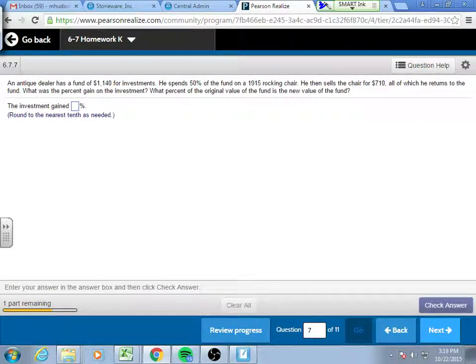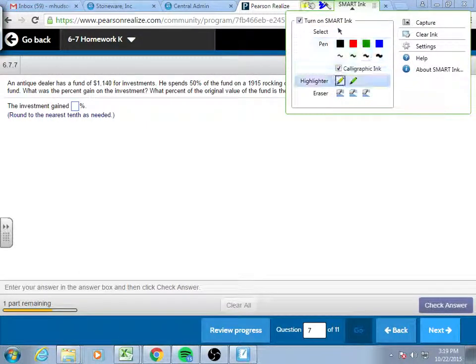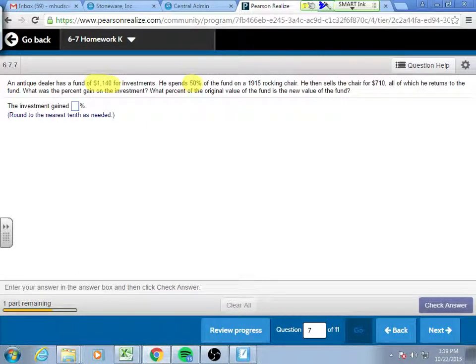Okay, so this problem messes everyone up every year, and it's because you're not reading carefully, but I leave it here because it's part of what they do on standardized tests. They want to trick you by how they phrase things. So, an antique dealer has a fund of $1,140. He spends 50% of this fund on a 1915 rocking chair. This is a distractor. It is not a number that we care about. That's a date. We're not in social studies, we're in math. We normally don't care about dates.